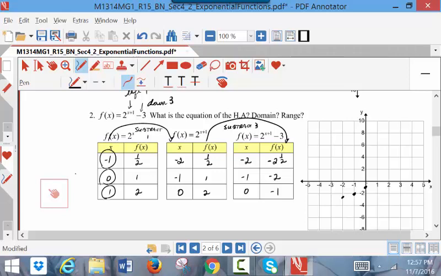If I dropped it 3 units, that horizontal asymptote would be y equaling what? If I go down 3 units, what will be my horizontal asymptote? Y equaling what? Negative 3. There you go. So it would be about right here.